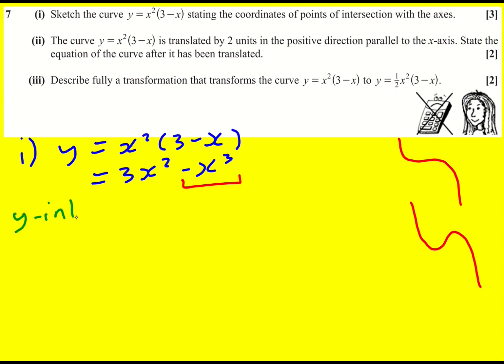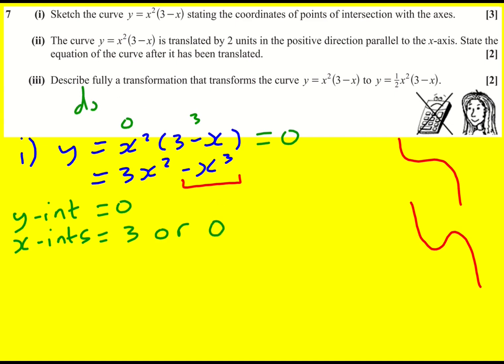Now, the y-intercept is when x is 0, we're just going to get 0. And then the x-intercepts, that is when y is equal to 0. So it's either going to be when this bracket is 0, which gives me 3, or when this x squared is 0, which gives me 0. Now, importantly, this is a double root because of the squared factor.